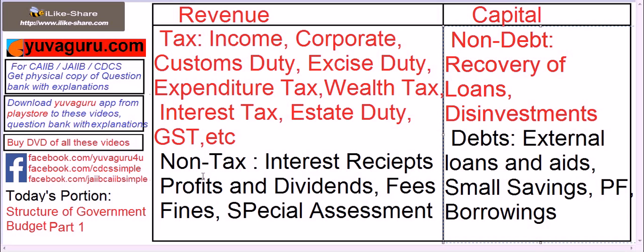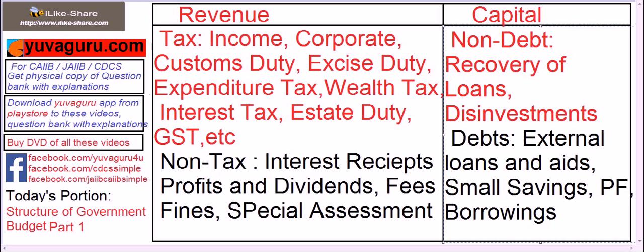Now the non-tax part, that is important. Interest receipts, profits and dividends, fees, fines, special assessments. These all funds are received by the government. Now what are profits and dividends? Let's say, for example, the banks which are fully owned by government, the profits which they earn, the dividends and the profits are transferred to the government. All the companies which are owned by the government, the dividends and the profits need to be transferred to the government.